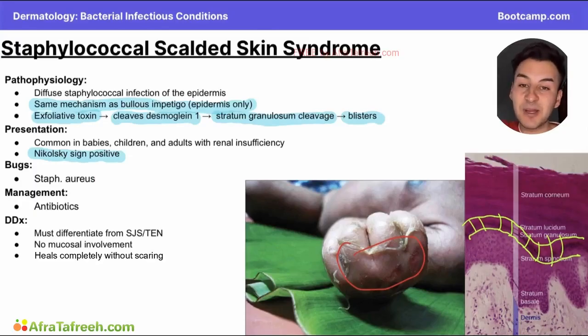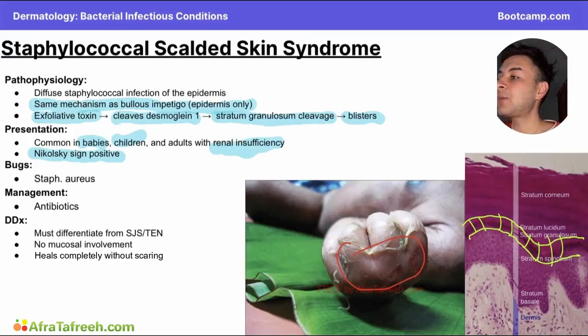So this blistering pathology will be on the entirety of this baby's epidermis. And this is really common in babies and children, also in adults with renal insufficiency. And this is all because of the exfoliative toxin. So in the babies and the kids, their immune systems are not good enough to fight off the toxin. So that's why they get this. In adults with renal insufficiency, their kidneys cannot filter out the toxins, so it accumulates in their body, and that's what leads to this pathology for them.